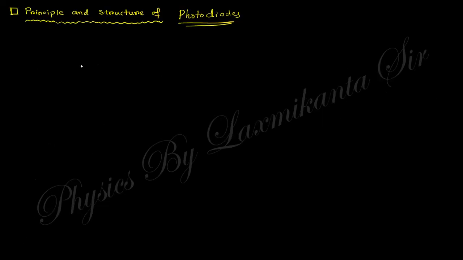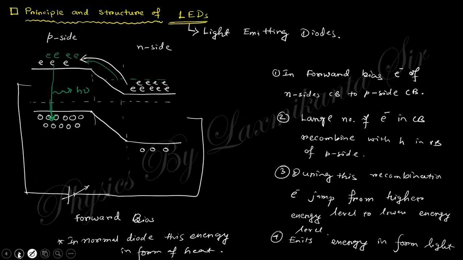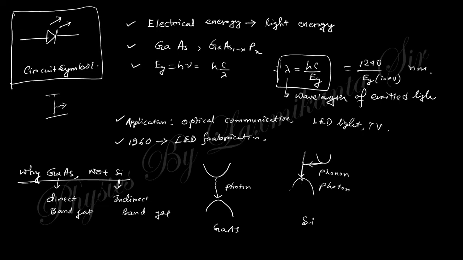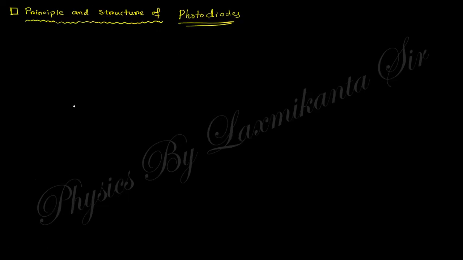Now we come to the photodiode. The LED is used in forward bias, and here the electrical energy is converted into light energy, and this is the circuit symbol of the LED. The next one is the photodiode. The photodiode is the reverse of the LED.